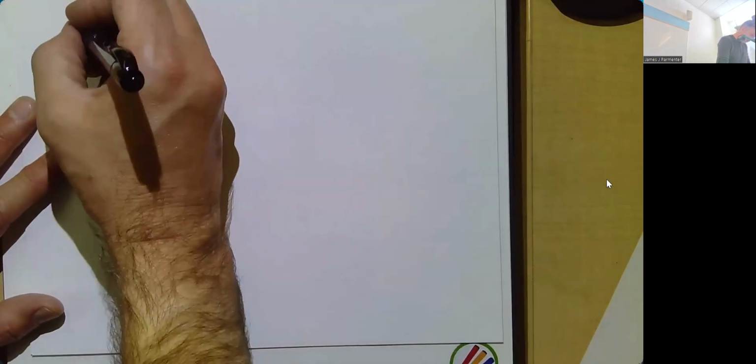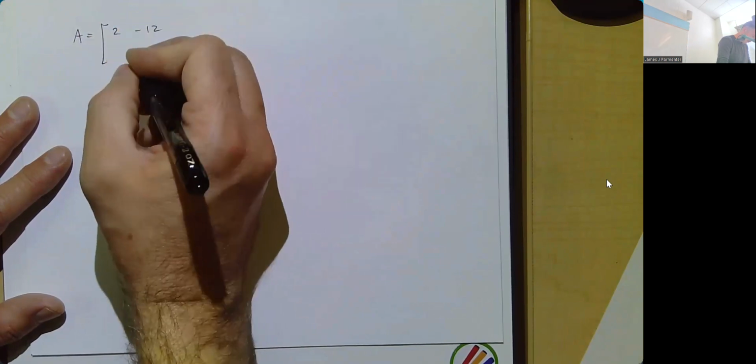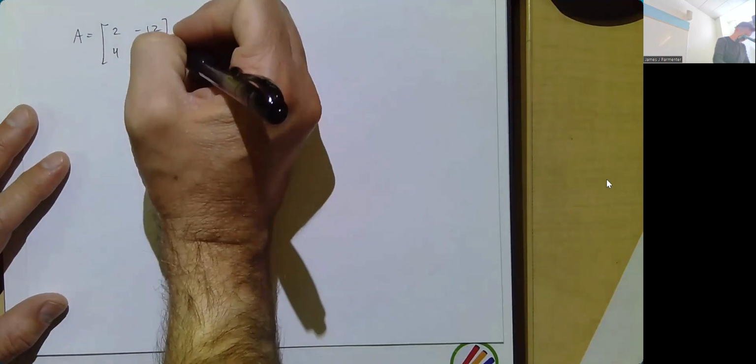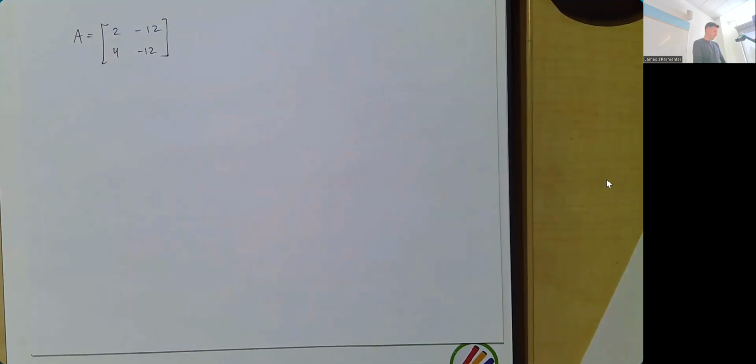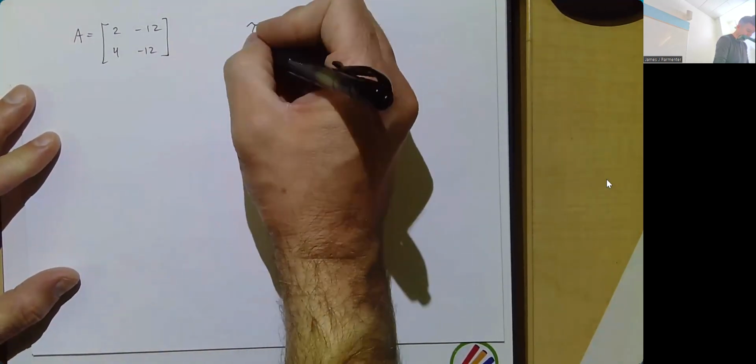Let's say our matrix is this. 2, -12, 4, -12. Sure, that seems, yeah, I guess that's right. All right, I want you all to find the trace and the determinant and then see if you can classify what's going to be the case.